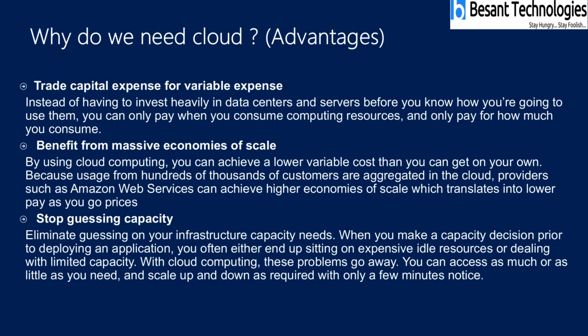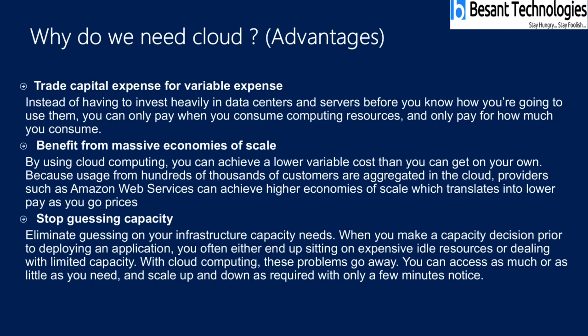Second scenario, benefit from massive economies of scale. By using cloud computing, you can achieve a lower variable cost than you can get on your own premises, because usage from hundreds of thousands of customers is aggregated in the cloud. Providers such as Amazon Web Services can achieve higher economies of scale, which translate into lower pay-as-you-go prices. Then it's coming, stop guessing capacity.